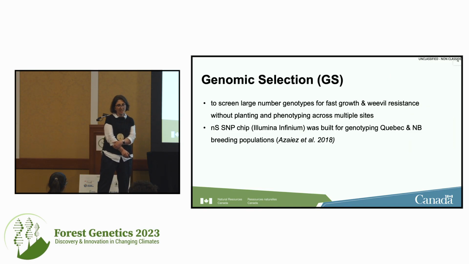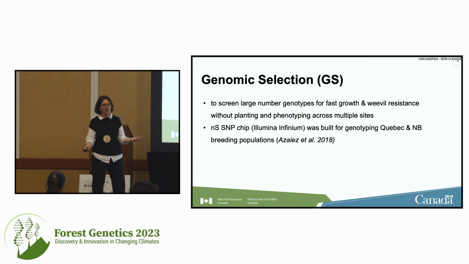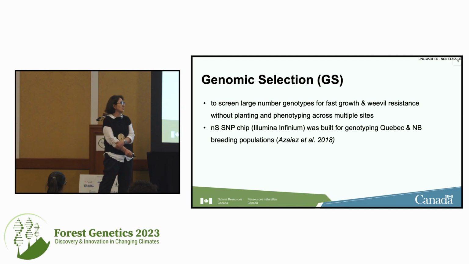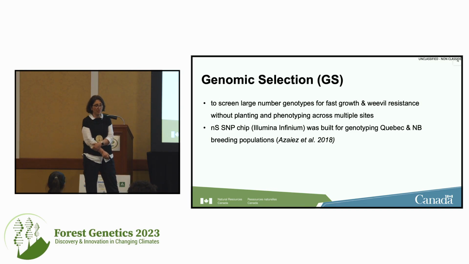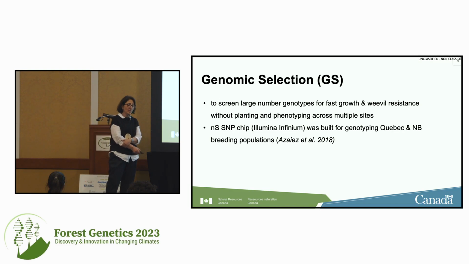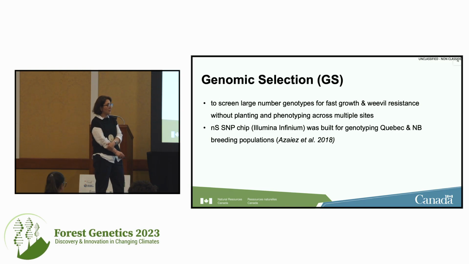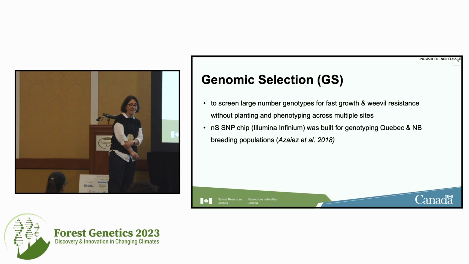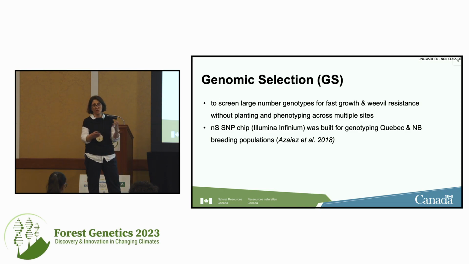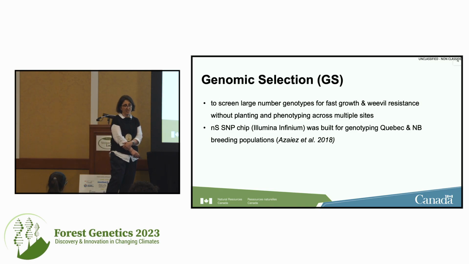So with genomic selection, as we all know, it uses phenotype and genotype data, and it can reduce the breeding length for any tree species if you have a good enough training population. But the goal here is to screen a large number of genotypes for fast growth and weevil-resistant varieties without planting or testing across different environments, which is costly, basically, and takes years and effort.